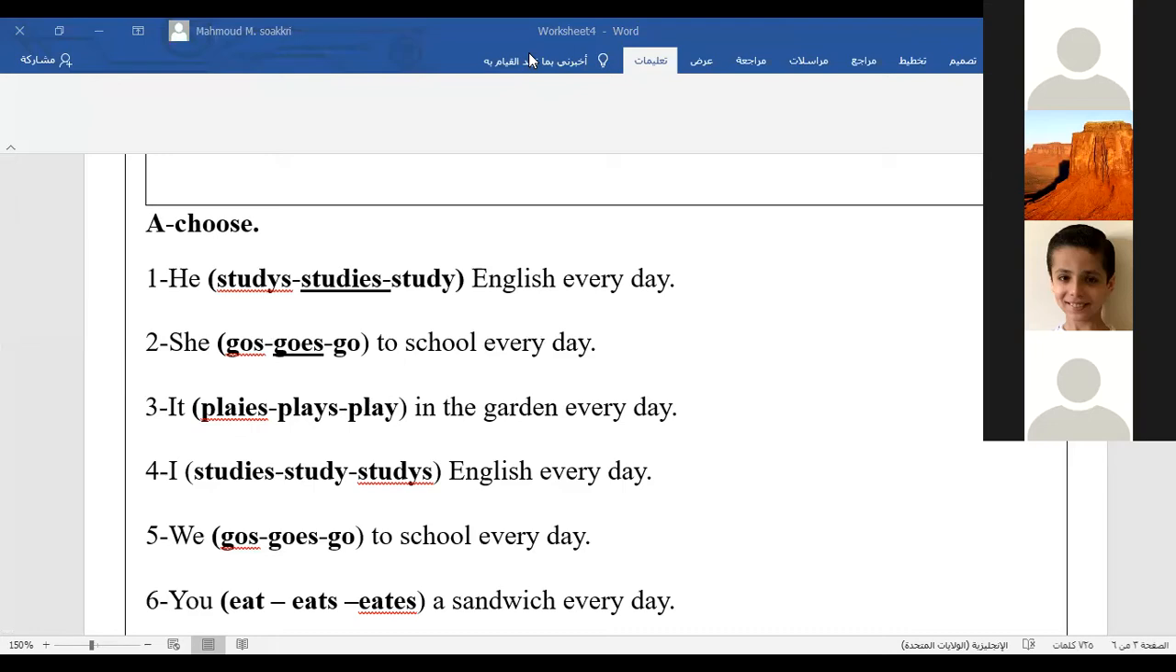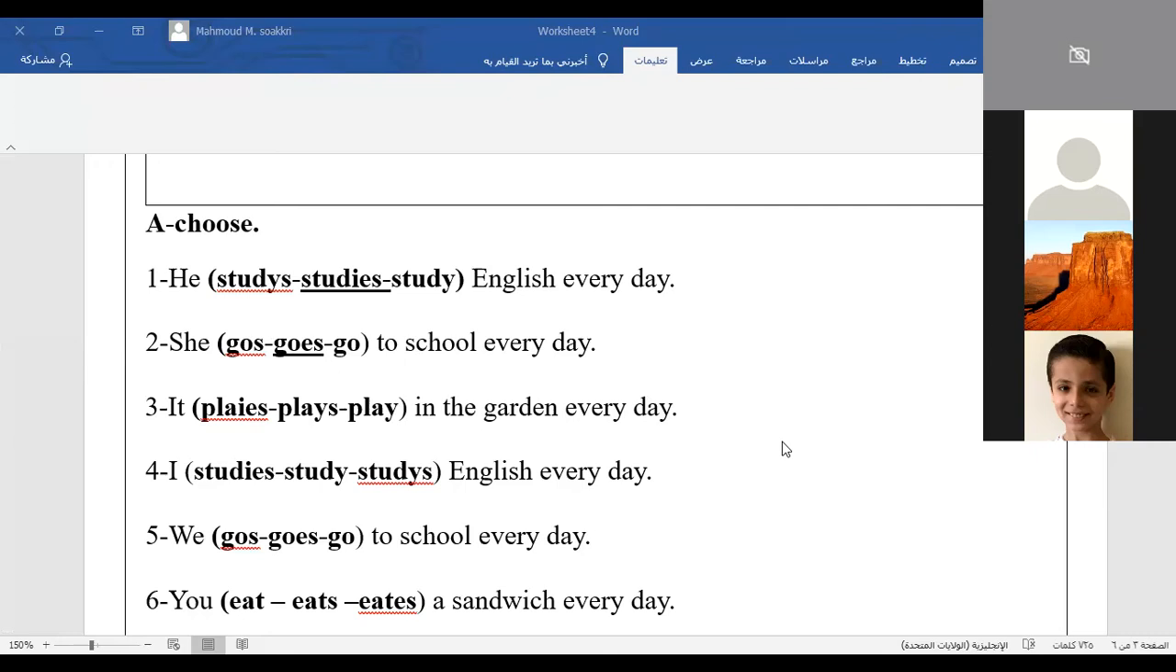Hamza Wagi. Yes. Number three. It plays, play, in the garden every day. Plays. The first one.